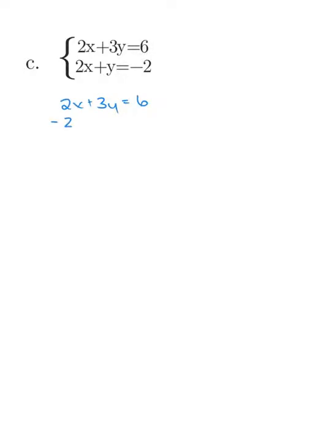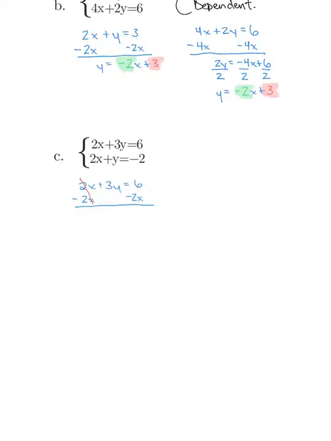I'm going to start by subtracting 2x from both sides. My 2x's cancel on the left, leaving me with 3y equals -2x plus 6. From there, I want to divide both sides by 3 and divide all terms by 3. Thus, we get -2/3 x plus 2. Remember to simplify whatever you can simplify.